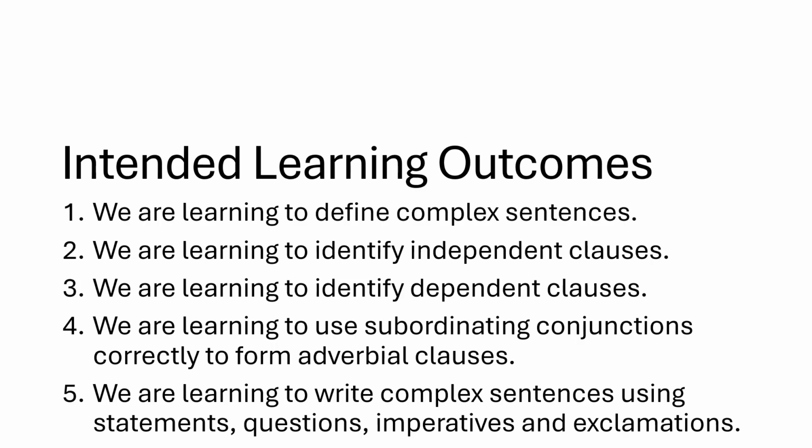There are 5 intended learning outcomes to achieve by the end of the lesson. 1. We are learning to define complex sentences. 2. We are learning to identify independent clauses. 3. We are learning to identify dependent clauses. 4. We are learning to use subordinating conjunctions correctly to form adverbial clauses. 5. We are learning to write complex sentences using statements, questions, imperatives, and exclamations.